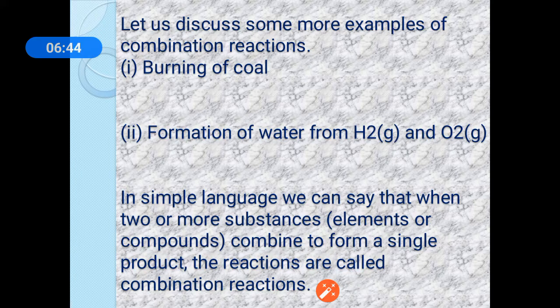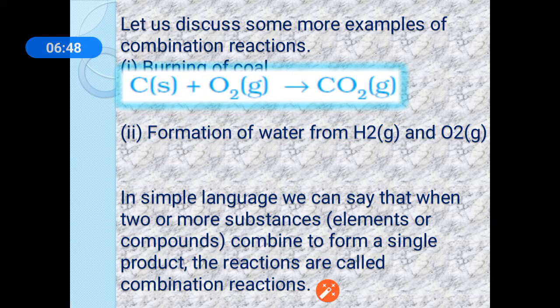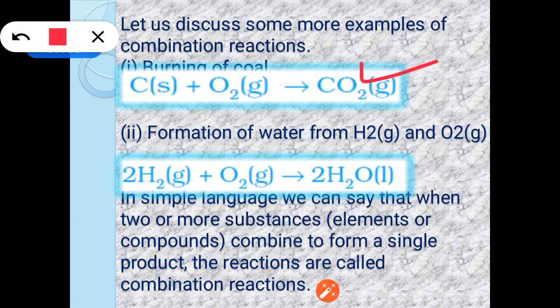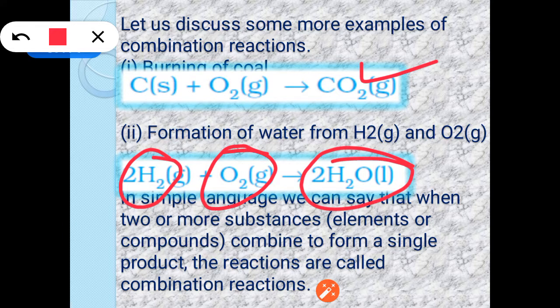Let us discuss some more examples of combination reactions. Let me see the burning of coal. When coal is burned in the presence of oxygen, it gives the formation of carbon dioxide. Similarly, the formation of water from H2 and O2, hydrogen and oxygen gas. In simple language, hydrogen gas plus oxygen gives the formation of H2O, that is water.